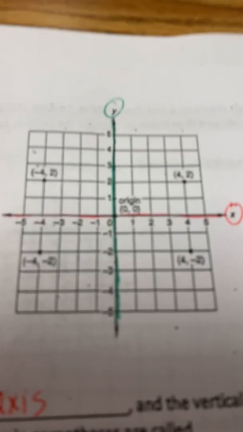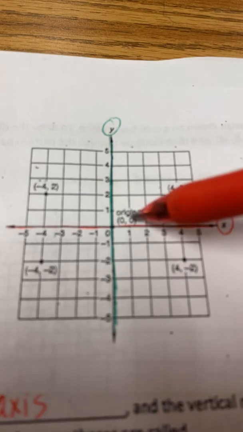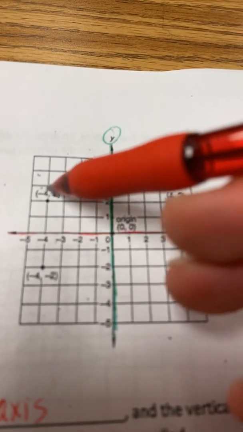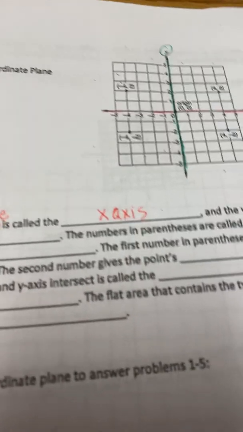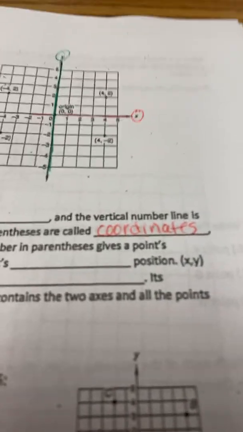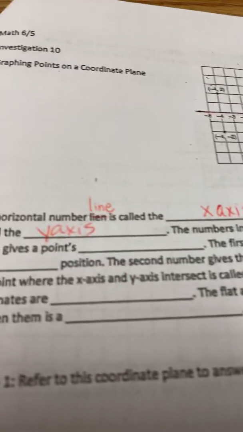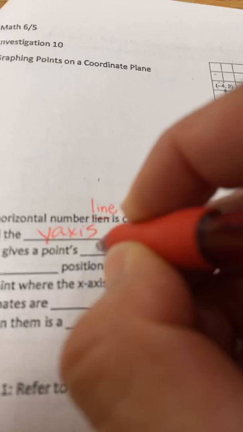All right, and you're going to notice on this coordinate plane that we have some numbers written in parentheses. There's two numbers and there's a comma between those. Those are called coordinates. Like if you've ever played Battleship before, or technically even bingo, you have done coordinates before. And that gives a point's address.